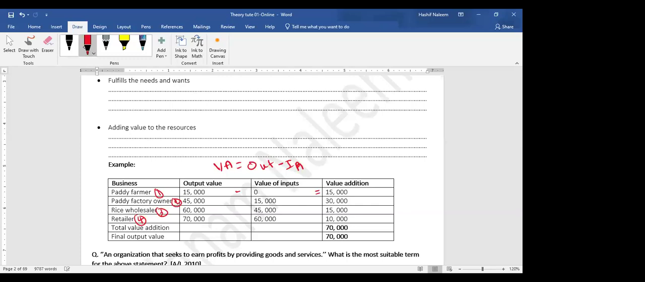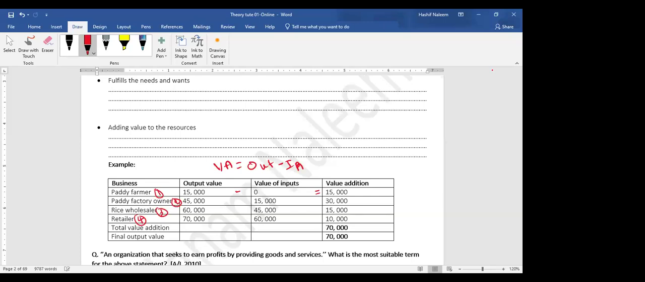Guys, value addition, is it clear? No? Okay. For the one who didn't understand, listen.